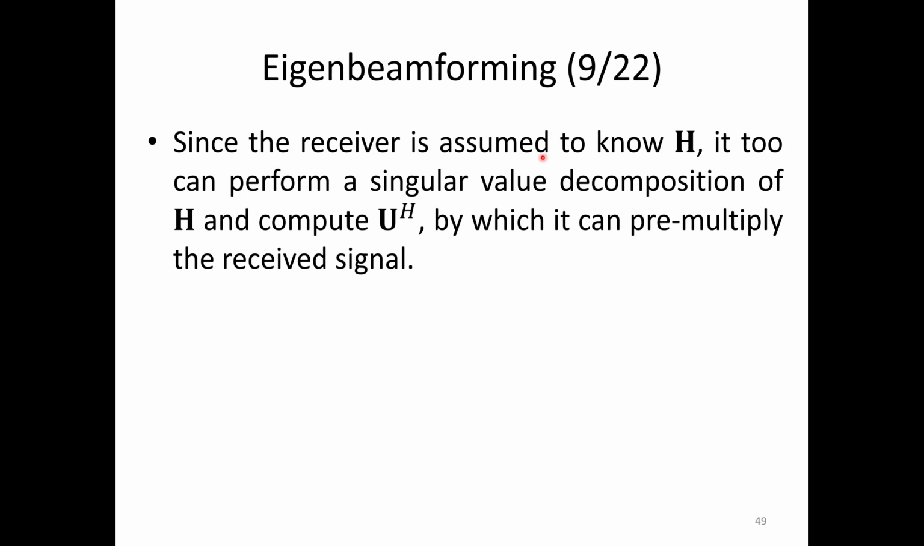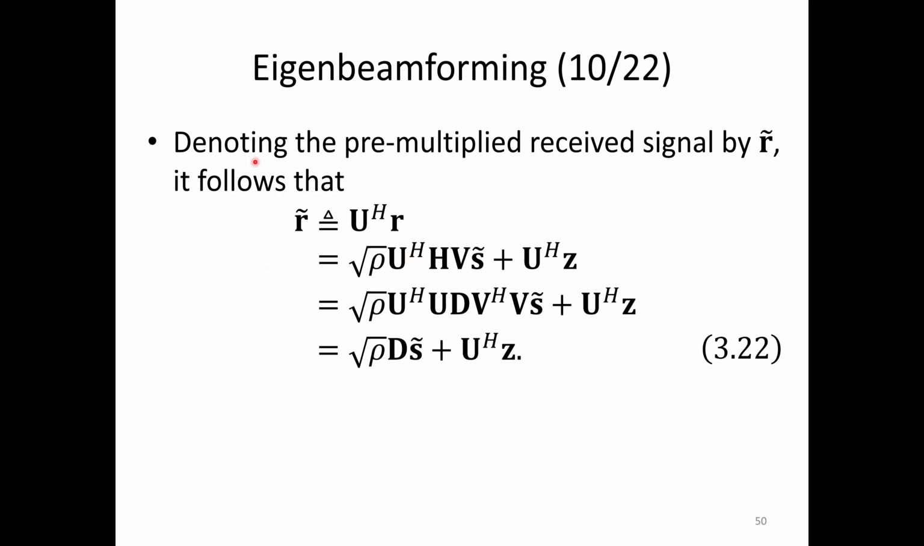Since the receiver is assumed to know H, it too can perform a singular value decomposition of H and compute U Hermitian, by which it can pre-multiply the received signal. I think you may ask a question. Why do we need to compute U Hermitian and pre-multiply it in front of the received signal? Again, we will see the reason later. Denoting the pre-multiplied received signal by R tilde, it follows that R tilde is defined as U Hermitian times R, and is equal to the square root of rho times U Hermitian times H times V times S tilde plus U Hermitian times Z.